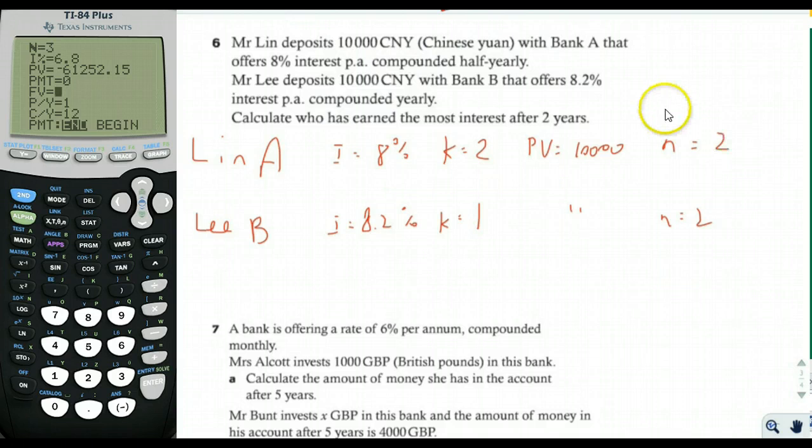So let's compare these two. First we're going to go up to n and we're going to put 2 because it's 2 years. We're going to put 8 for Mr. Lin in Bank A. Present value, we're going to put negative 10,000. The reason why we put negative 10,000 is because the money is leaving Mr. Lin's wallet, for example. Or you could put positive 10,000, then you're going to get a future value of negative. So the future value, we don't know. That's what we want to find. Payments per year we don't use. Compounds per year, we use the value for K, so 2.